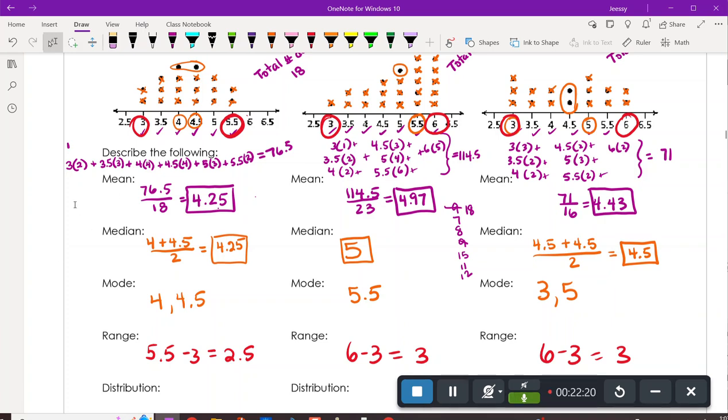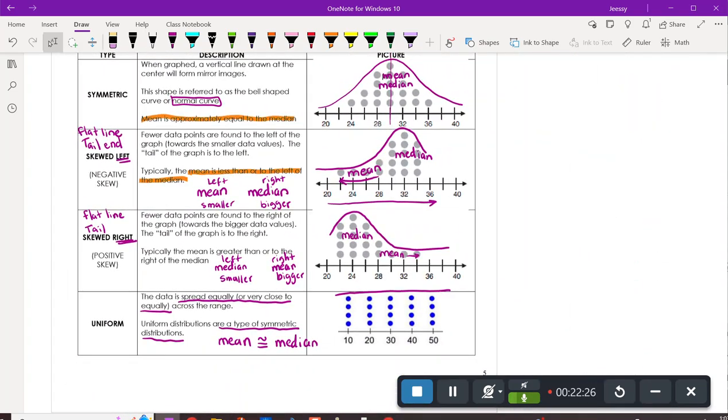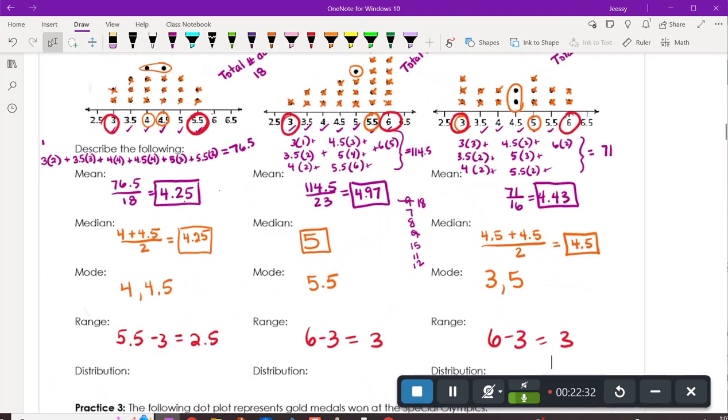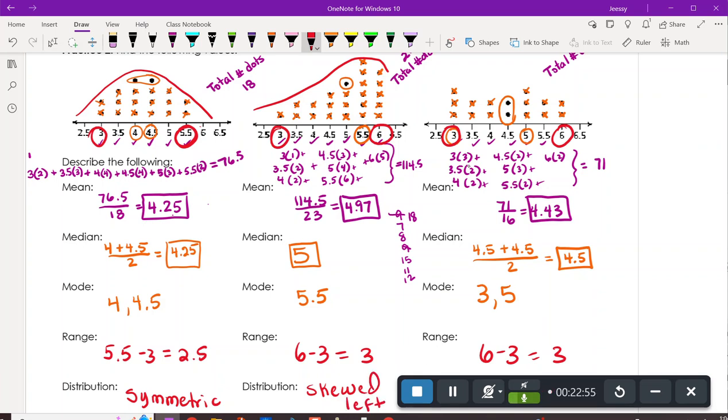Now, when I ask you for the shape of the distribution, I'm asking for one of these 4 terms: symmetric, skewed left, skewed right, or uniform. So now, looking at the first dot plot, what's the shape of the distribution? Symmetric. The second one, what's the shape of the distribution? Skewed left. Fine. This one, what's the shape of the distribution? Uniform.